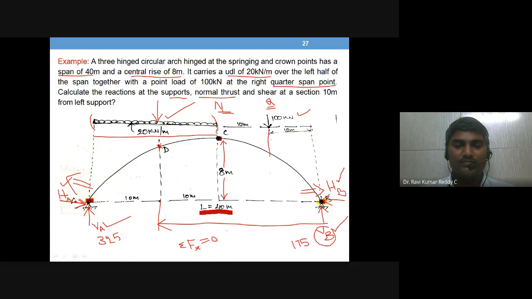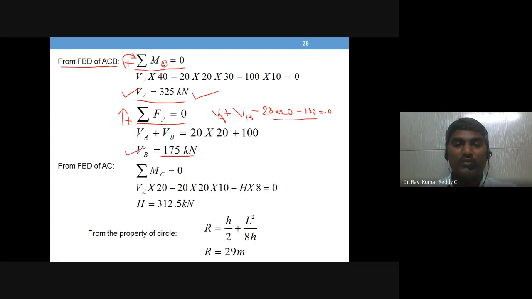So HA, if you take any one direction positive, maybe rightward positive or leftward positive, minus HB is equal to 0. So it will give you HA is equal to HB, which is equal to H. You come to know that HA and HB are the same, and you may call it H. And that is the third equation we used.